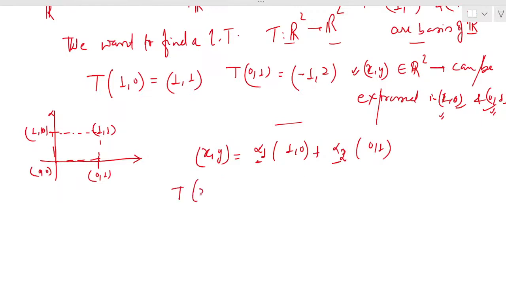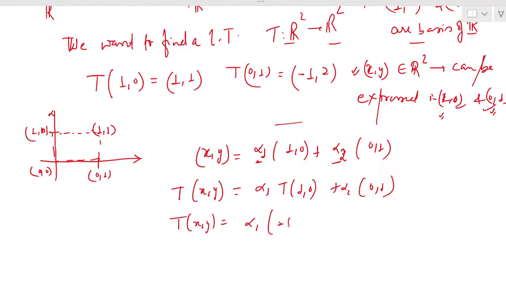And I'm already given a mapping, so T(x,y) is equal to alpha 1 T(1,0) plus alpha 2 T(0,1). Alpha 1 times T(1,0), and what is T(1,0)? It is (-1,2). And what is T(0,1)? I think T(0,1) is (1,1), right? So it is (1,1). So I can write my T(x,y). Okay, I think this is fine or not? I think this is fine. I have made a mistake somewhere, I don't know. This is 2 now. Okay, this is fine. Have I made a mistake somewhere or not?